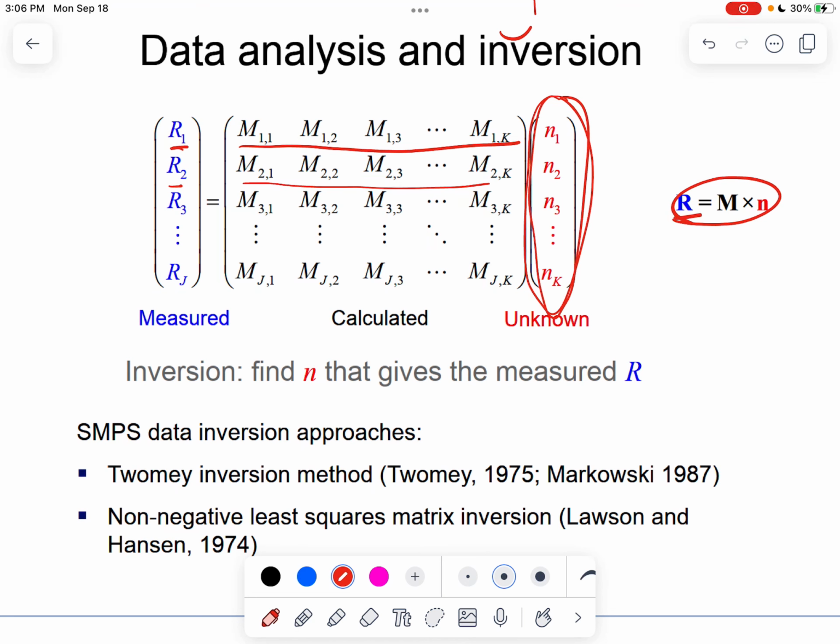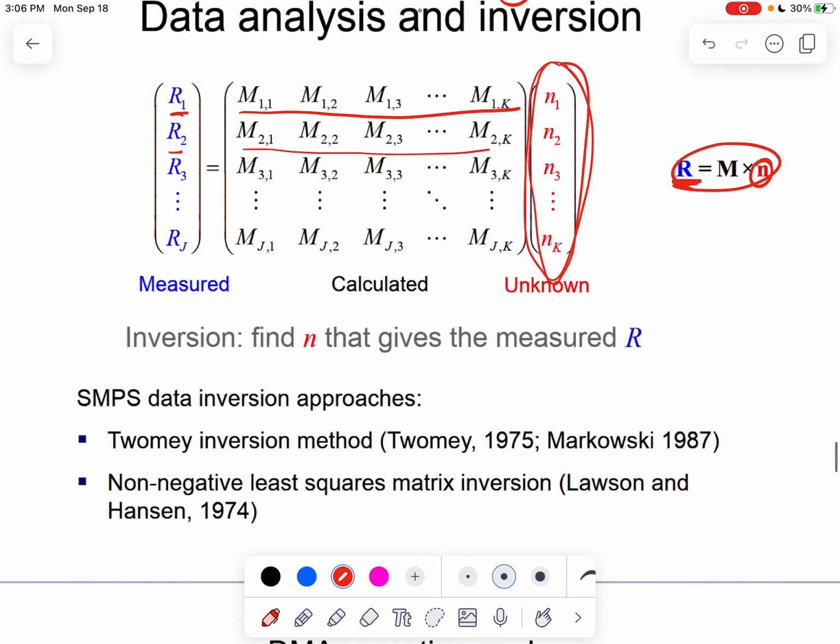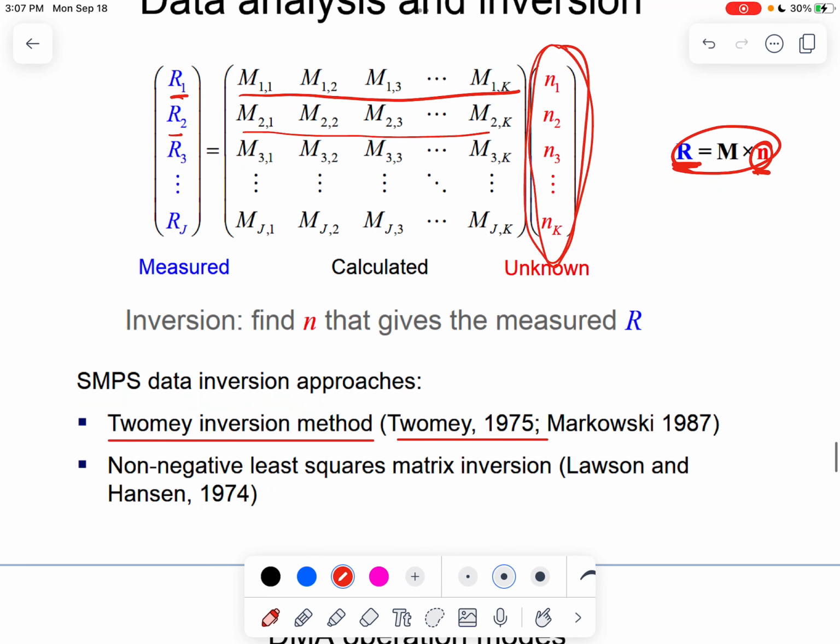So now the question is converted to, if you know the response of the CPC, how do you get the particle size distribution? Okay, so there are different inversion methods. There's the Twomey inversion method, first published by Twomey in 1975, right? This is an iteration-based method that gradually converges this n to be the size distribution. And also there's the non-negative least squares matrix inversion published by Lawson and Hanson, right? Also converting, let's say, to directly solve this matrix calculation here, okay?